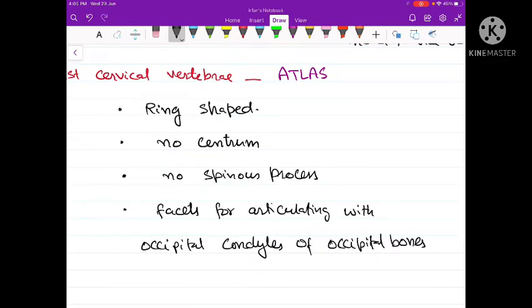When we make up and down movements of the head, our occipital bone is articulating with the first vertebra of our neck, that is the atlas, and for that reason the atlas bone is commonly called the yes bone. Very important point to be noted.